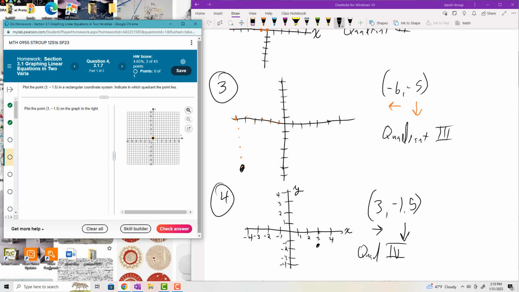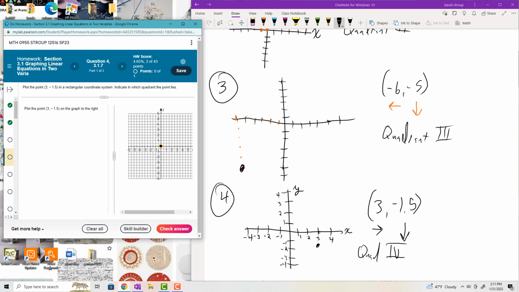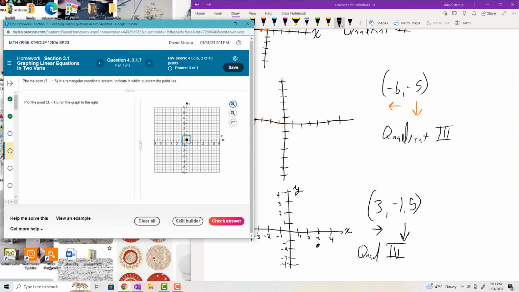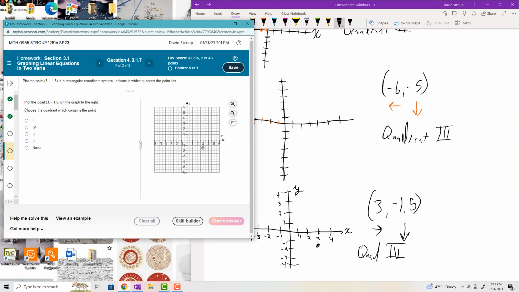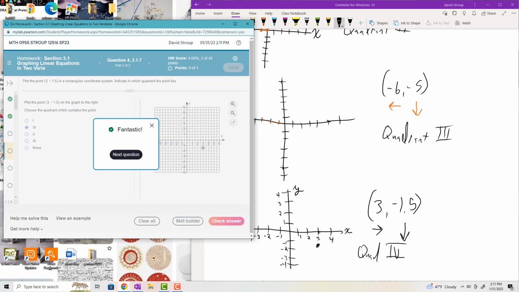In the software, you're probably going to have to zoom in a bit, and you can see their tick marks aren't really going by ones here, right? But anyways, we have to go to the right by 3, so there's 3, and then go down 1.5. So there's 1, and then another half for the 0.5. Okay, and of course that's quadrant 4.